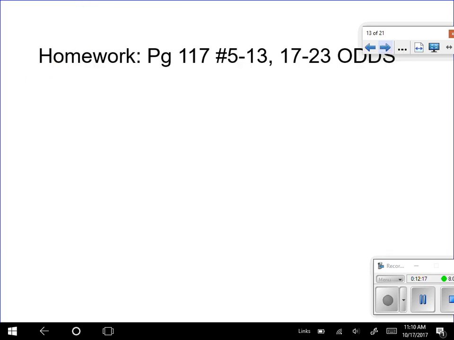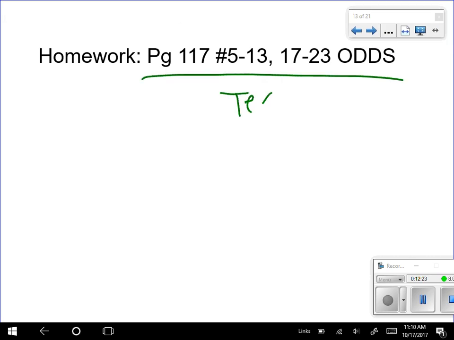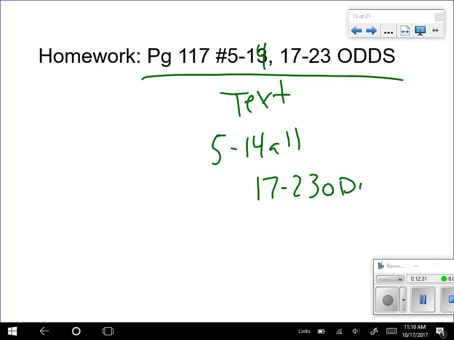Just a good reminder. So your homework, where you're just determining between linear and nonlinear, is in your textbook, okay? And I have this kind of written wrong in here, so it should be 5 through 14 all and 17 through 23 odd. So you can get started on that once you're done with the notes.